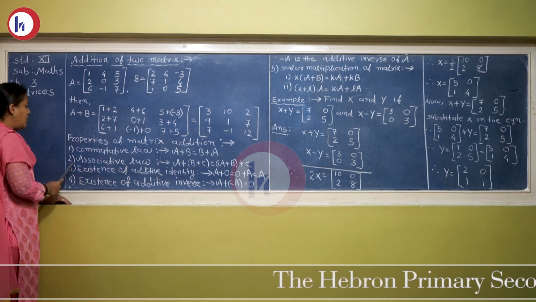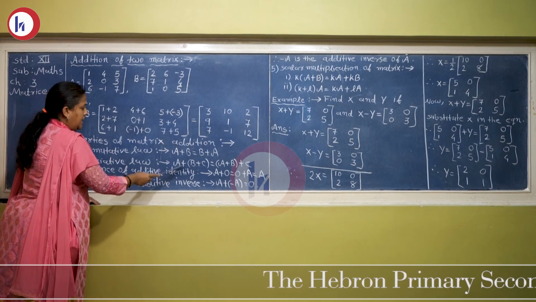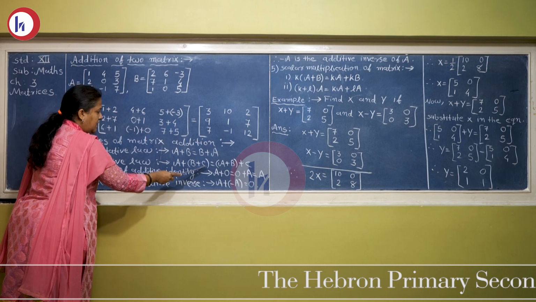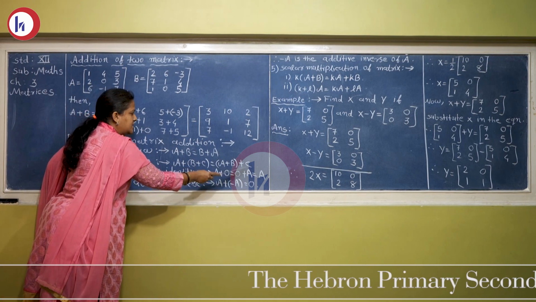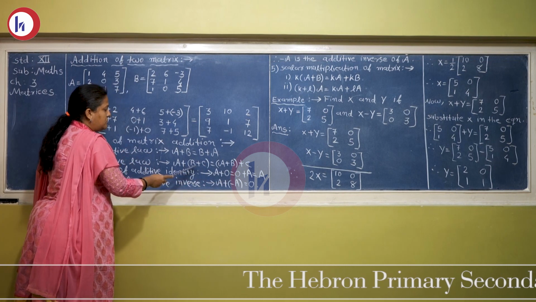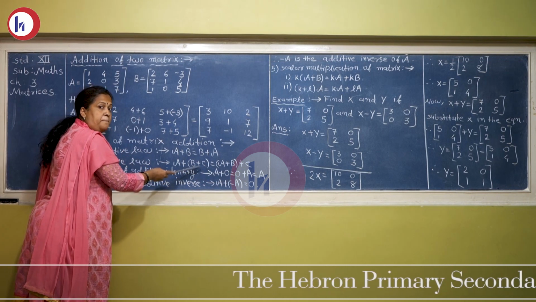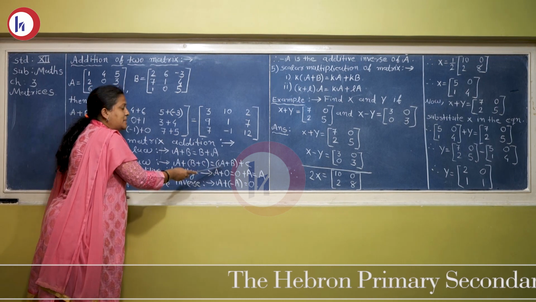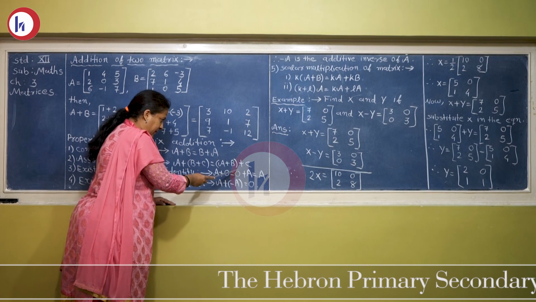The second law, that is the associative law. That is A plus B plus C is equal to A plus B plus C. Here you can observe that first time in left hand side I have taken B plus C in the bracket, but second time I have taken A plus B in the bracket.